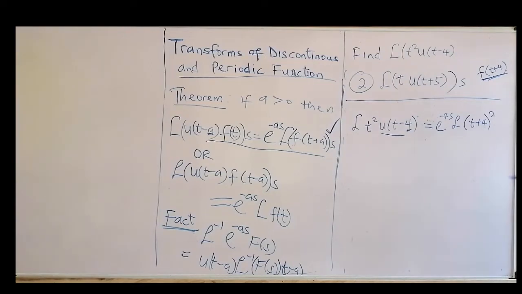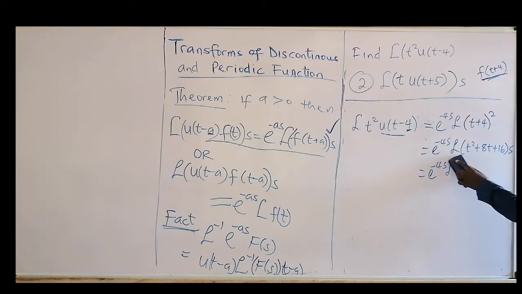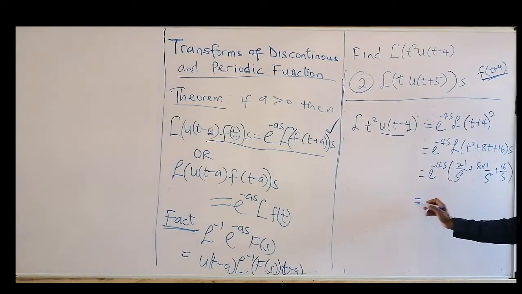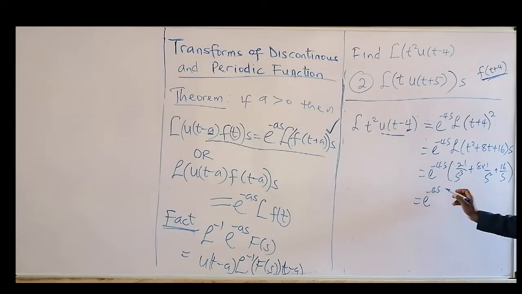Then you can go on and finish up the work. Laplace of this, expand this, which will be t squared plus this one times this one, that's 4 times 2, 8t, then plus 16. Then this will give us e^(-4s) Laplace of that. So that will be equal to 2 factorial over s cubed plus 8 times 1 factorial over s squared, then plus 16 over s. And that will give us e^(-4s) into bracket, 2 factorial is 2 over s cubed, plus 8 over s squared, plus 16 over s.